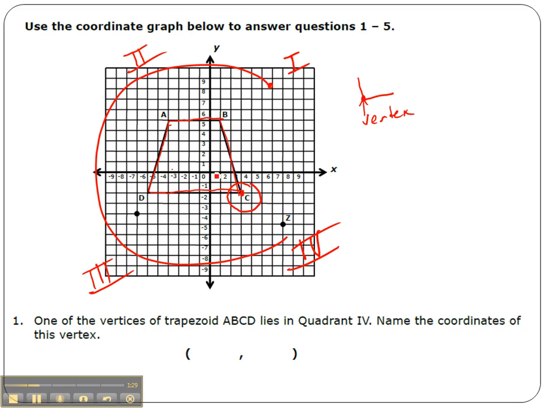So we just need the coordinates of that point. Anytime we want to name the coordinates of a point, we start at the origin, 0, 0. First we need to consider our x-coordinate. How far to the right or to the left do we need to go to get to that point? I need to move 1, 2, 3 spaces to the right. So that's positive 3.